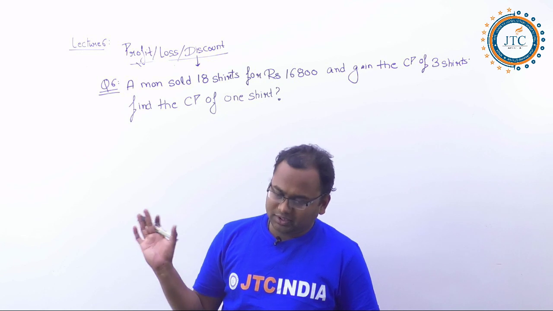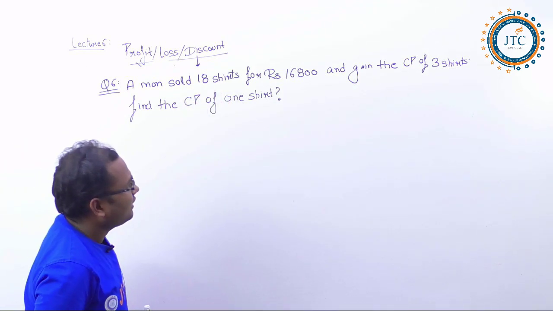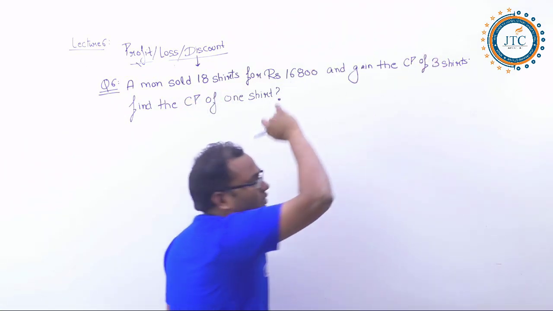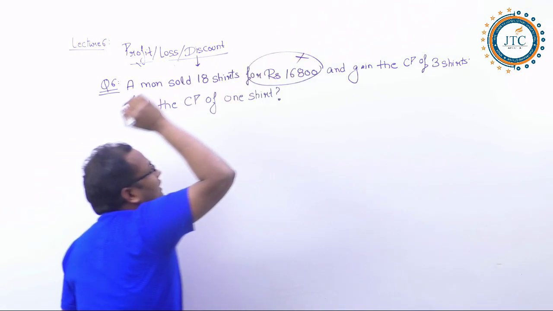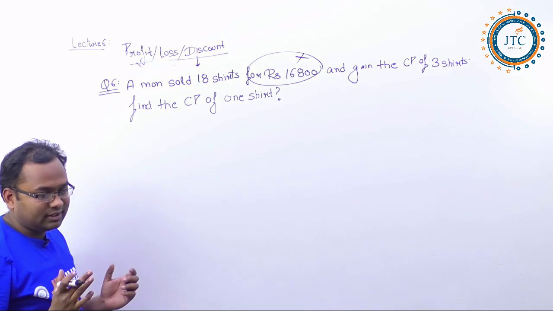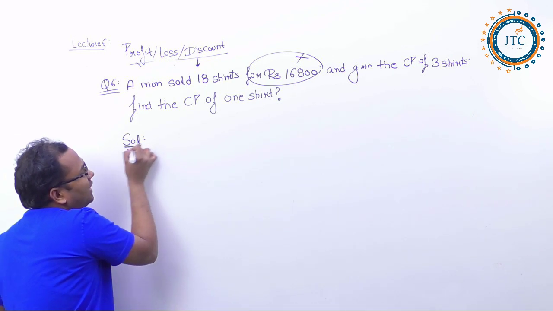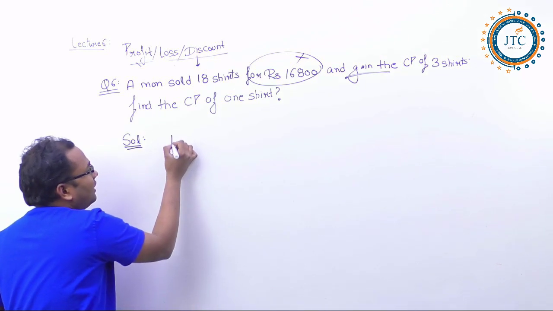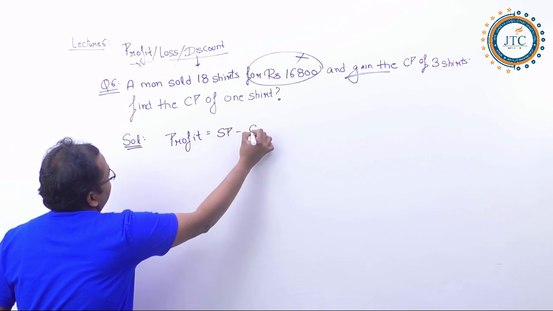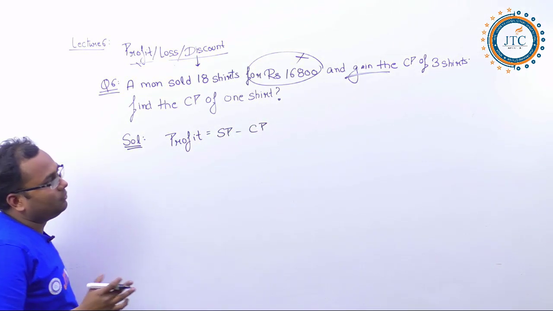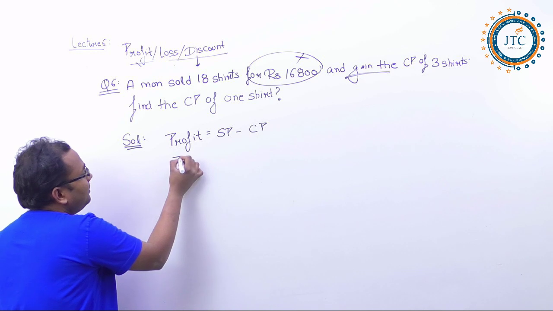First of all, the question says that we sell 18 shirts, and for 18 shirts the gain is the cost price of 3 shirts. First of all, do not think about 16,800. Think that this is not given. Since we have the gain given, write it here: profit is equal to selling price minus cost price. This is the formula. And what is the value of gain? Gain is the cost price of 3 shirts. So write it here, 3 CP.